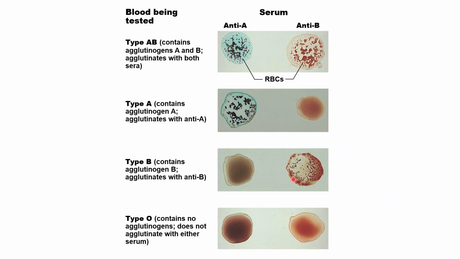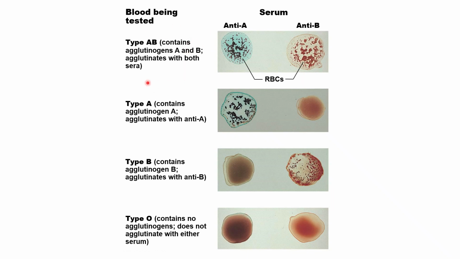And before I go through each one, I will give you a side note. If it agglutinates, the antigen is present, okay? And I'll say it again. If there is clumping, then the antigen is present, okay? So we see here we have clumping, so we have AB blood, all right?